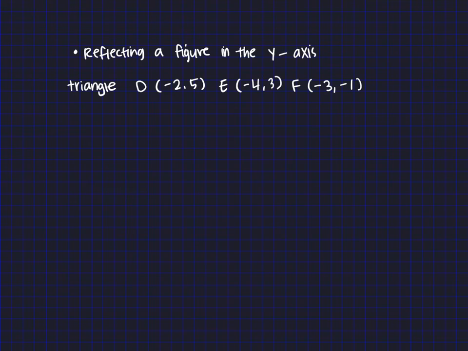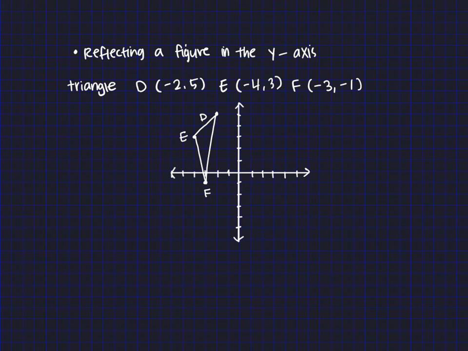So I have the coordinate plane drawn, and we'll start with D. D is going to be -2, 5. So 2 to the left, and 5 up. And then for E, you move 4 left and 3 up. And then the last one, F, is going to be 3 left and 1 down. And then you're going to go ahead and connect the dots again. So we have a triangle D, E, and F.